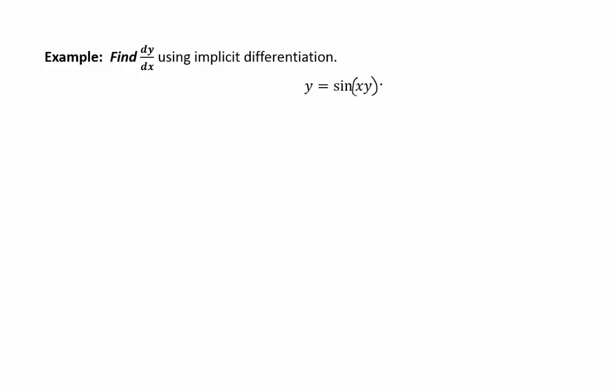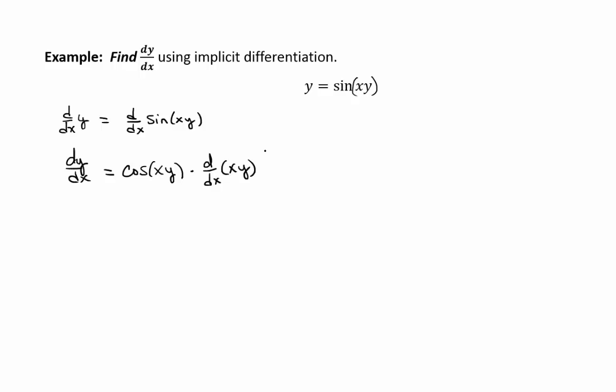So I encourage you to write multiple steps. What I mean by that is taking the derivative of both sides. d/dx of y equals d/dx of sine xy. This means that dy/dx equals, what's the derivative of sine? Cosine. So write cosine xy times the derivative of xy. It's overwhelming to try to do everything in one step. So then in the next step, find the derivative of xy.